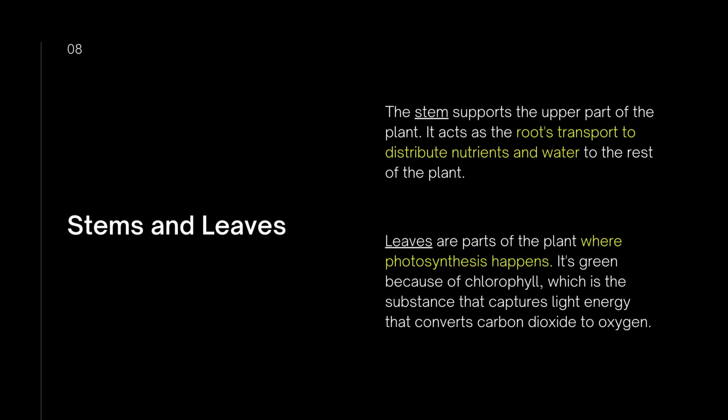Leaves are parts of the plant where photosynthesis happens. It's green because of chlorophyll, which is the substance that captures light energy that converts carbon dioxide to oxygen.